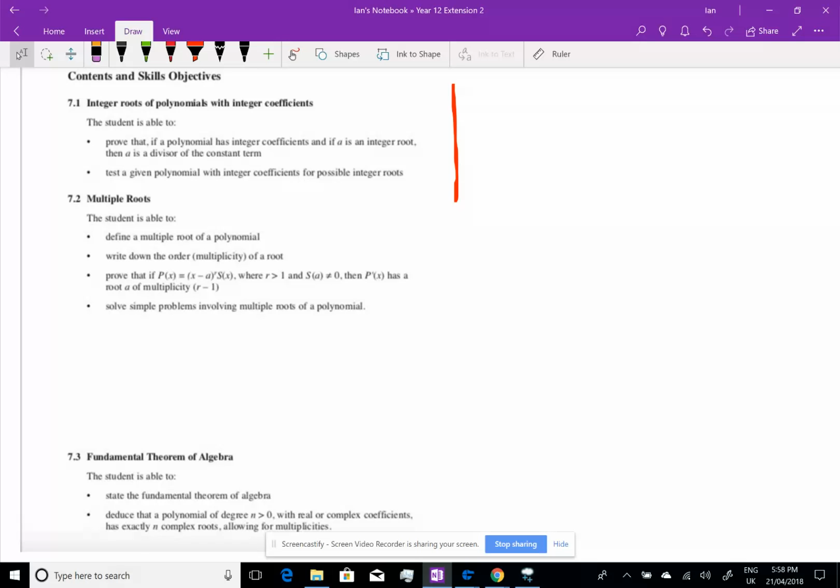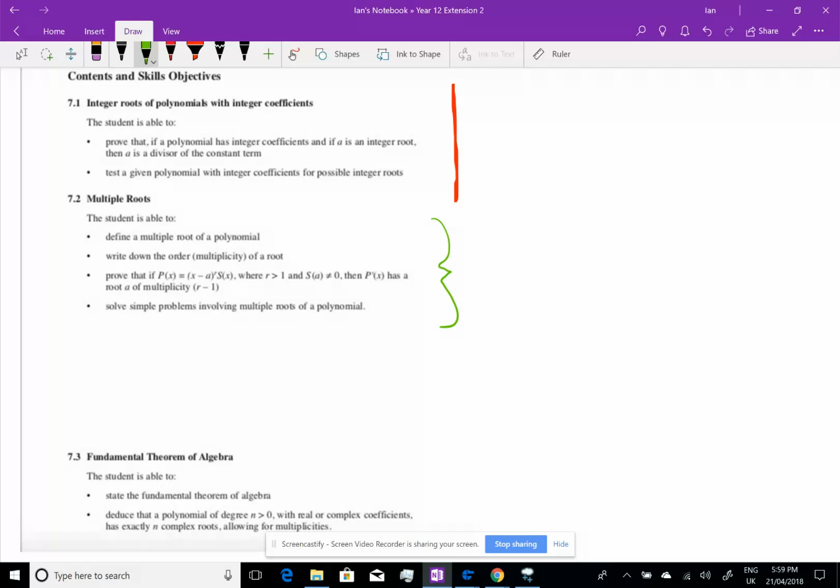What we need to look at now, though, is multiple roots. Let's have a look at the dot points. The student is able to define a multiple root of a polynomial and to prove that if p of x equals (x minus a) to the r times s of x, where r is greater than 1 and s of a is not equal to 0, that means it's not a null polynomial, then p dash of x has a root of multiplicity r minus 1. We're going to prove that in a minute. It's quite easy to prove.